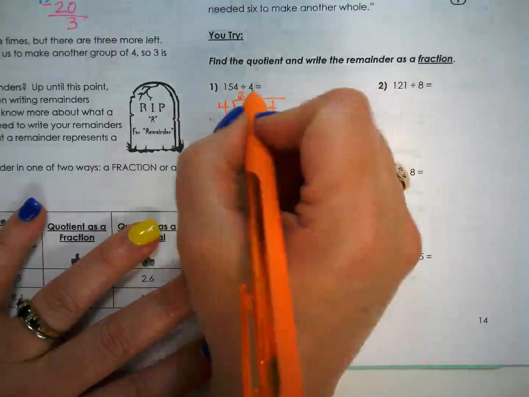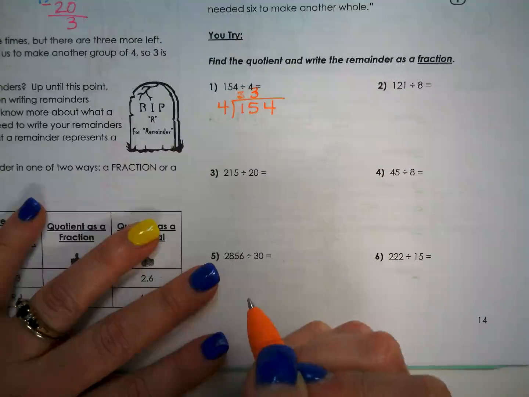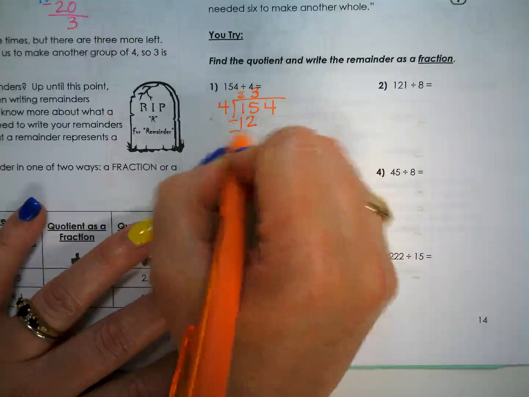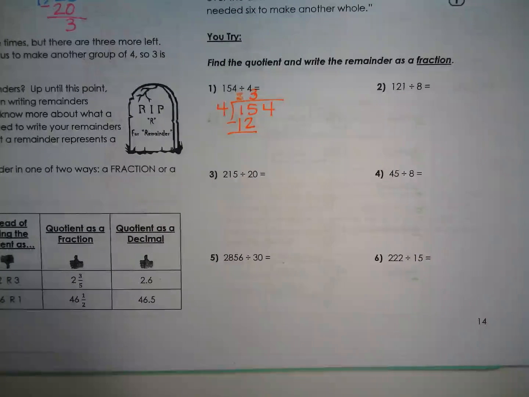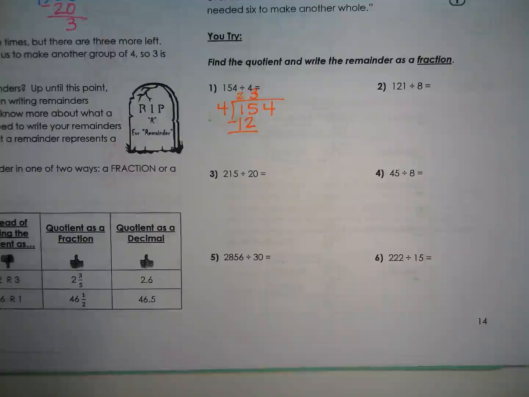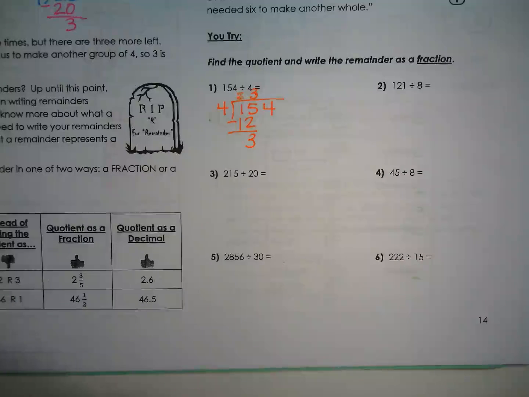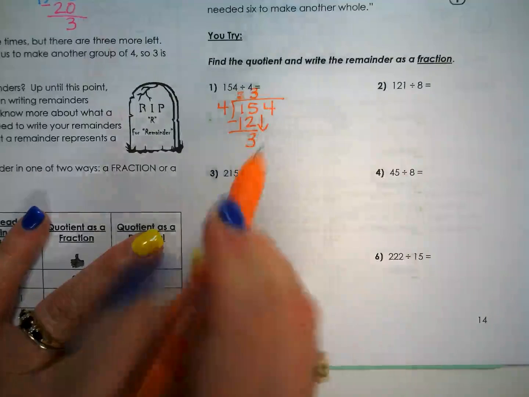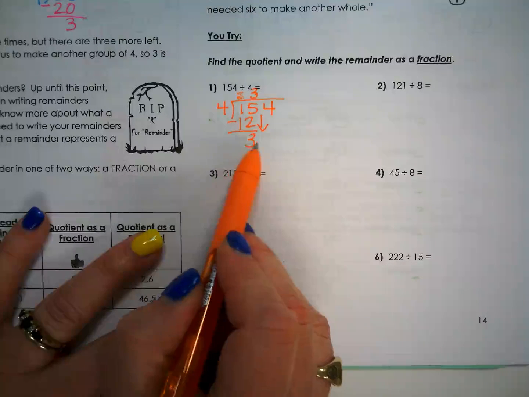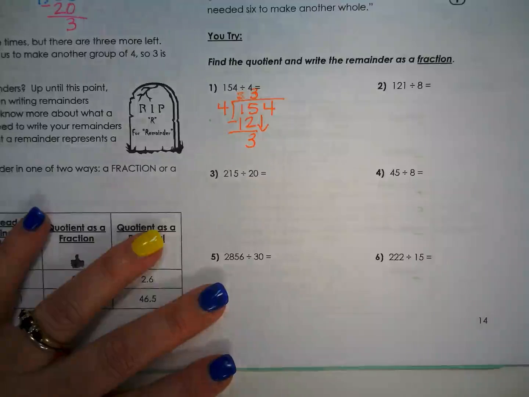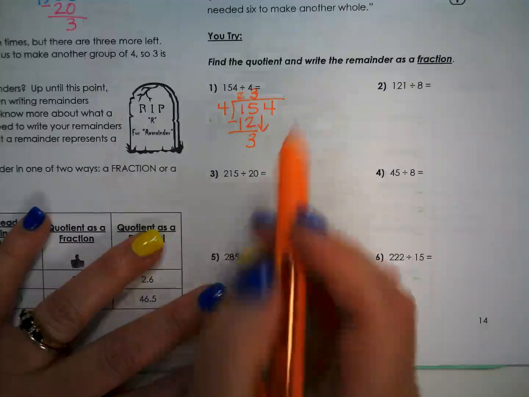Lorenzo, what is 3 times 4? 12. What's the next step in our algorithm, guys? Subtract. And what do you got? 3. You got it. What's the next step in our algorithm, Andrea? You got it. Notice, I want to point out, the number that we get when we subtract needs to be smaller than the number that we're dividing by. Otherwise, we didn't take enough out. We didn't get enough groups out. All right, so we bring that 4 down.